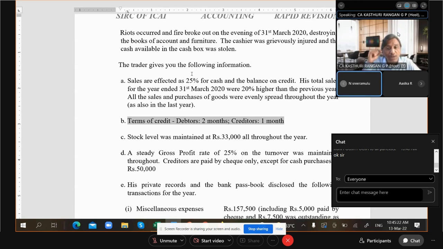Creditors 1 month. That means you take 1 month to pay. You understand? So the terms of credit for debtors is 2 months. You collect the money in 2 months. You pay the creditors within a period of 1 month. Why is this information given? To determine what is the balance of debtors and creditors at the beginning and end of the year.